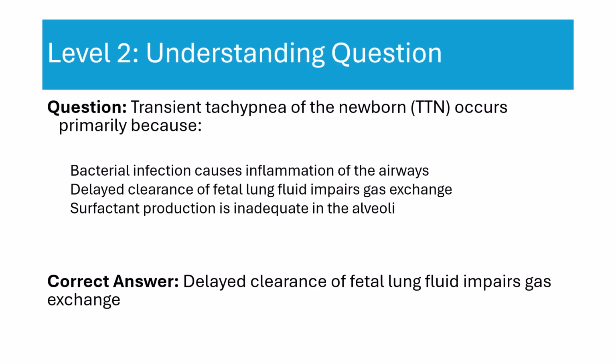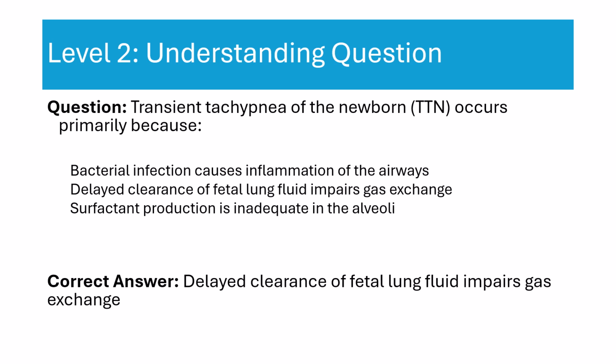Now we've moved up to understanding. Notice the question asks "occurs primarily because." It's asking you to explain the underlying mechanism of TTN, not just identify what it is. This is the hallmark of an understanding question. The structure gives it away. We're not asking what is TTN, which would be remembering, but rather, why does TTN happen? This requires you to comprehend the pathophysiology.